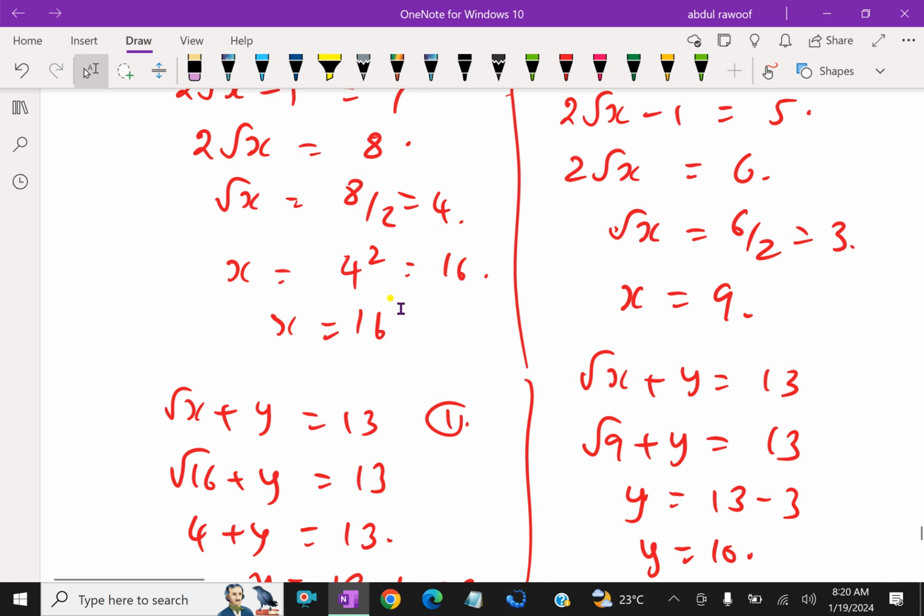Now I solved it with different numbers to understand this type of problem clearly.